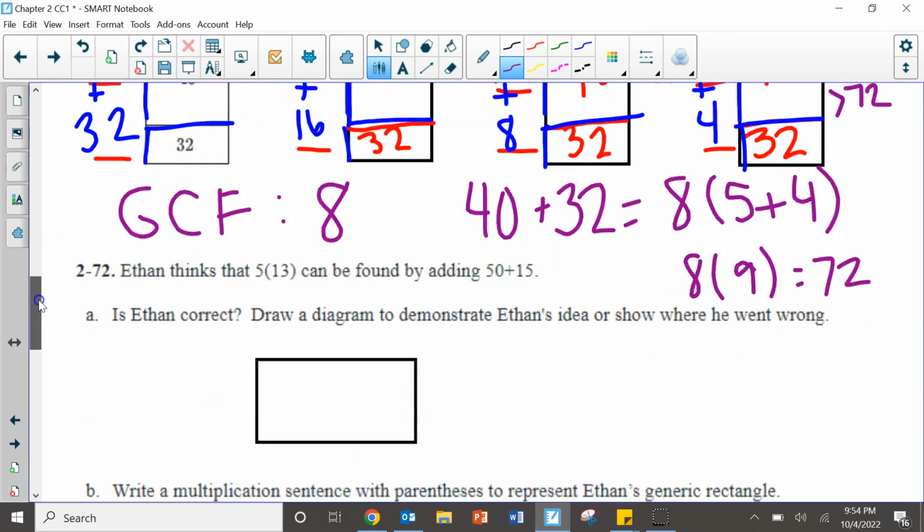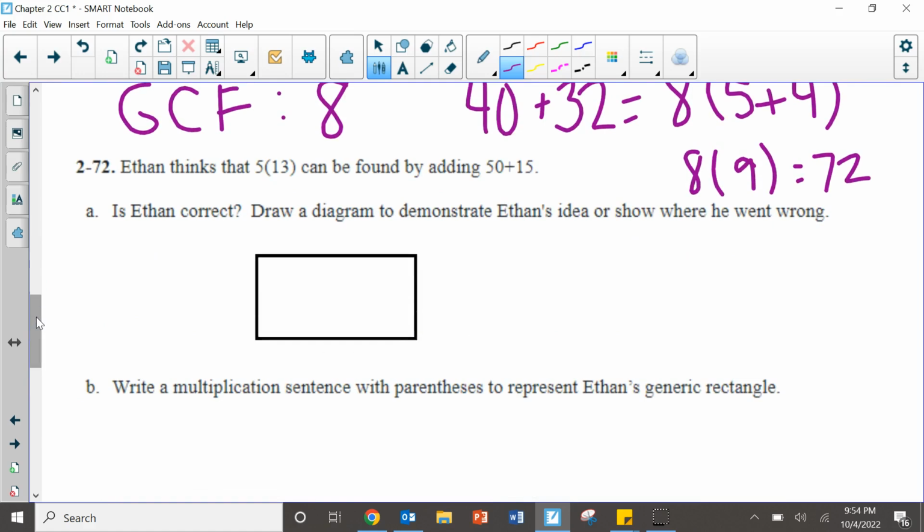Okay. Go ahead and flip to the back. Ethan thinks that 5 times 13 can be found by adding 50 plus 15. Is Ethan correct? So go ahead and try to see if you could solve his logic by creating a diagram. So go ahead and pause, solve this, and then come back.